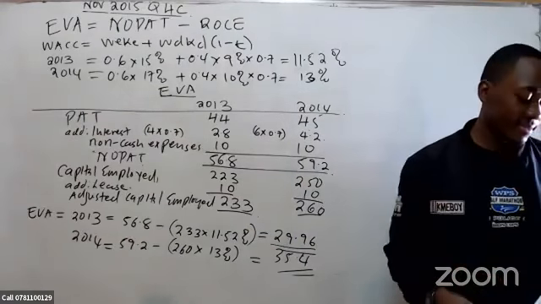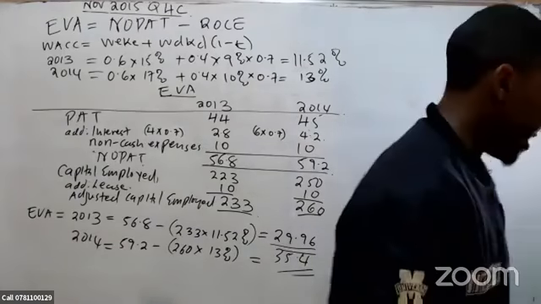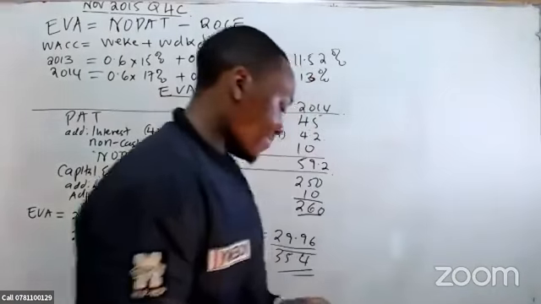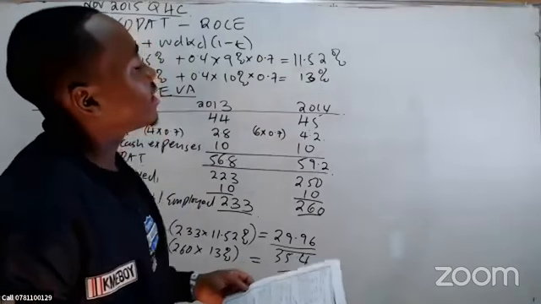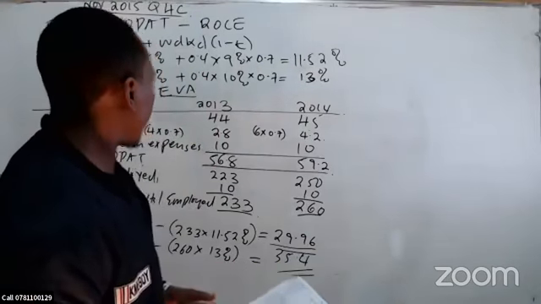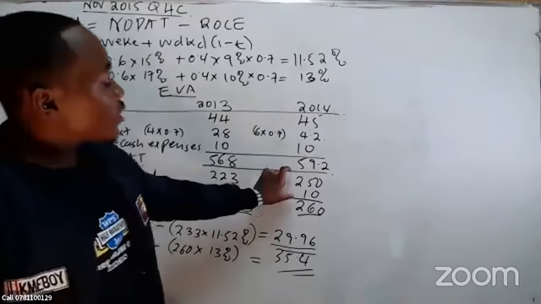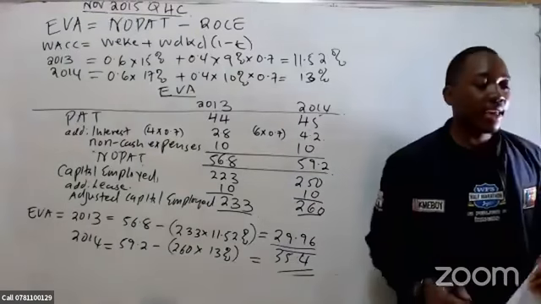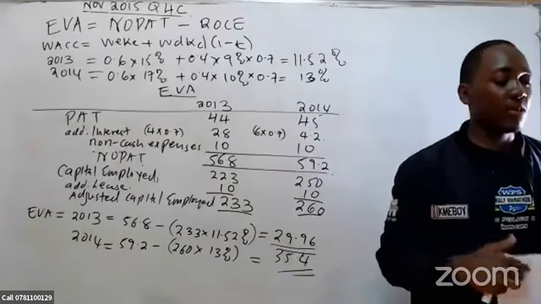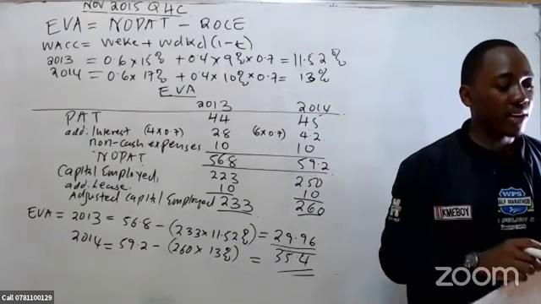Angelica? Yeah, I was asking. Ask the question. Yeah, I didn't get how you arrived at the 250 on the capital employed for the year 2014. Okay, so now do this. Go back to the balance sheet, the statement of financial position. Are you there? Yeah, I'm there.